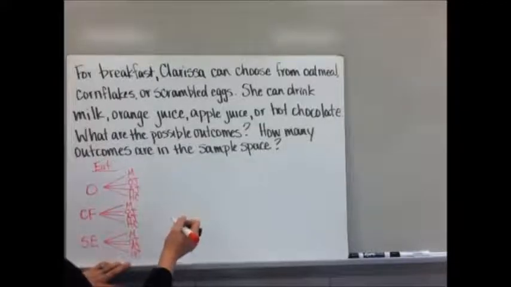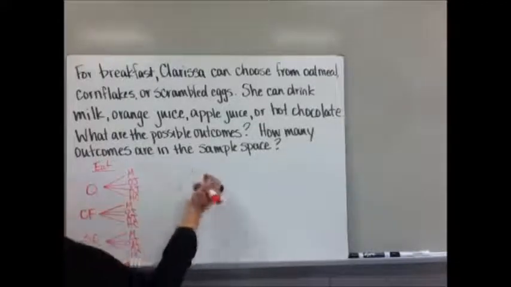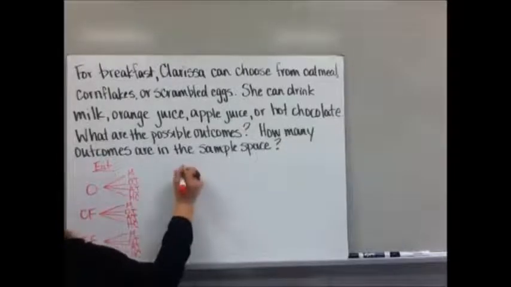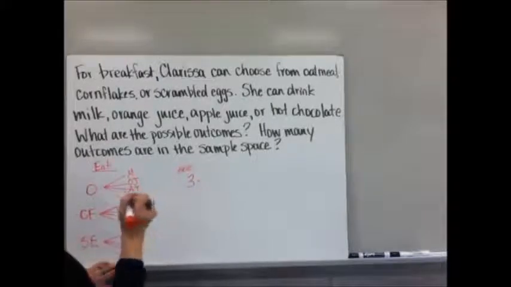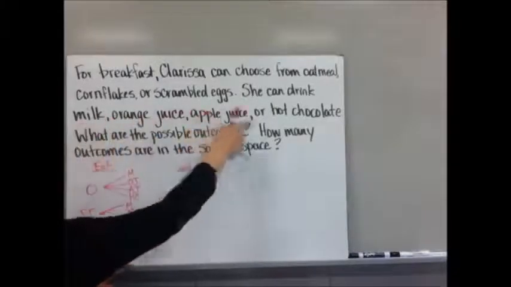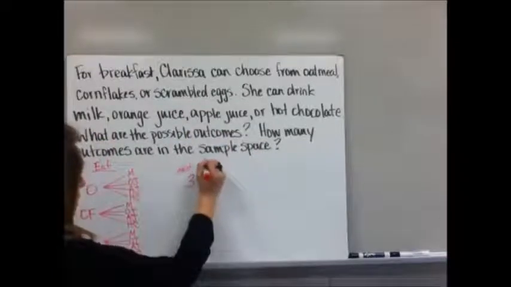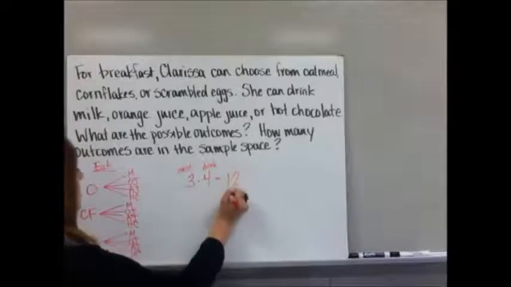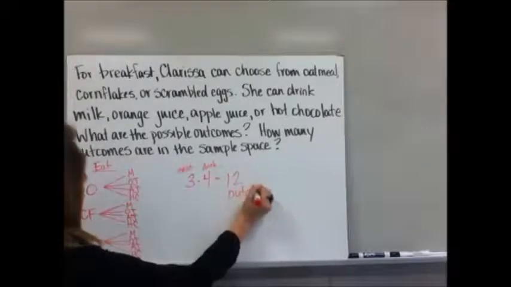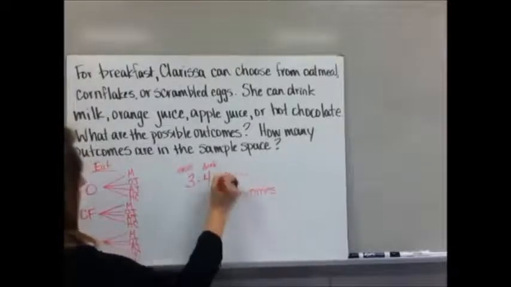How many outcomes are there? For what she eats, she has 1, 2, 3 choices. Actually, I said that backwards. That's what she's going to eat. There we go. Times what she can drink: 1, 2, 3, 4 choices. And she gets 12 possible outcomes.